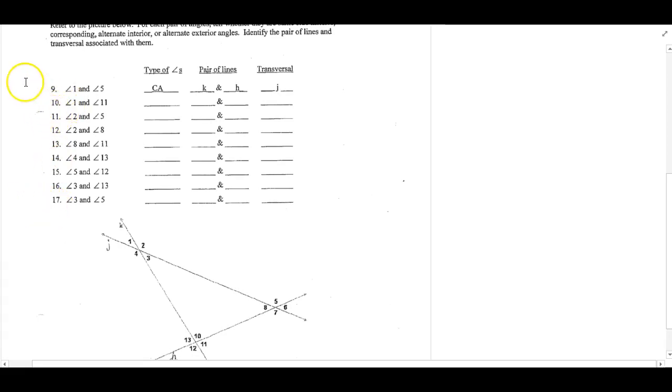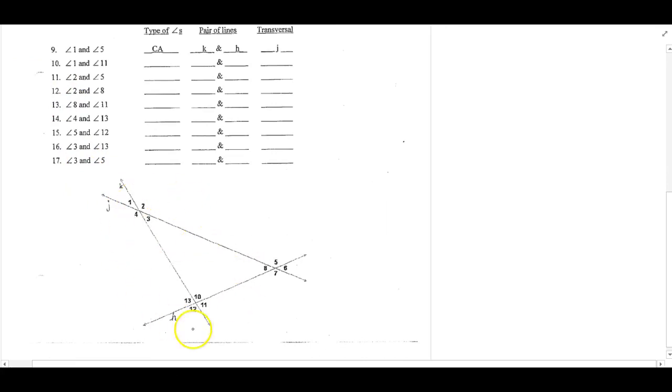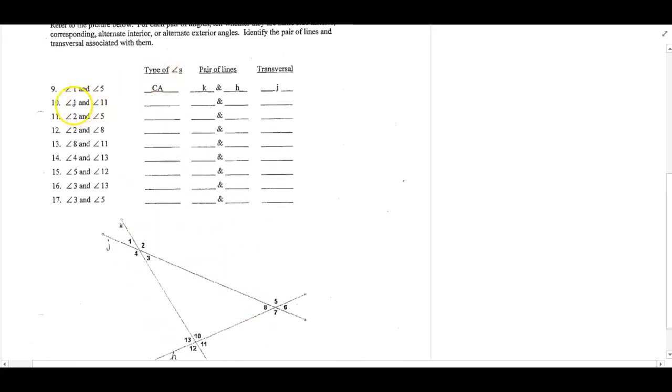In numbers 9 through 17, basically you're using the figure below, and you have to identify what type of angles 1 and 11 is, decide what are the lines, and what is the transversal. So the easiest way, I know you might think lines, you're like, well, aren't there 3 lines? There are 3 lines. The special type of line is called the transversal. We call this kind of a special type of line. I'll write that in. And so if you look at 1 and 11, we basically need to ask ourselves, here's 1 and here's 11 down here.